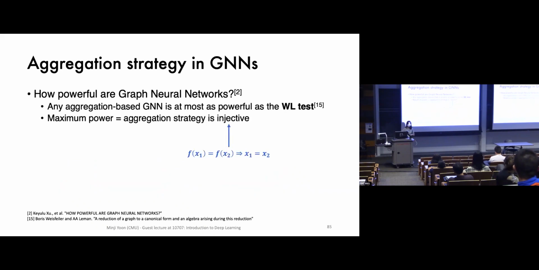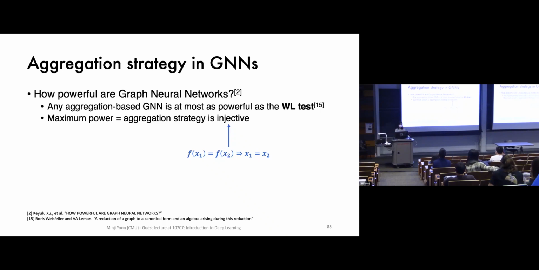So what this paper found out is that any aggregation-based GNN is at most as powerful as the Weisfeiler-Lehman test. I will not go too deeply into what this test is, but you can think of it as an old graph methodology invented in 1968, just a methodology to distinguish two non-isomorphic graphs. So the contribution of this paper is that it connects this old methodology to the recently hot graph neural network and says the power of graph neural network is at most as powerful as this old graph methodology.